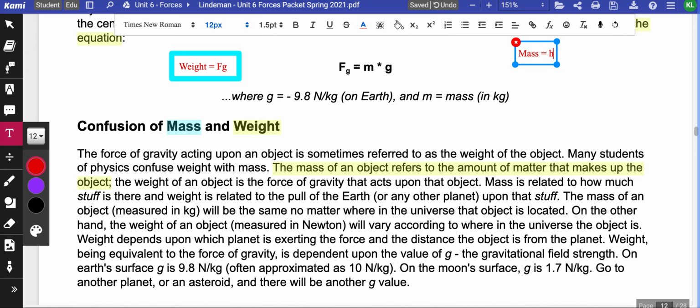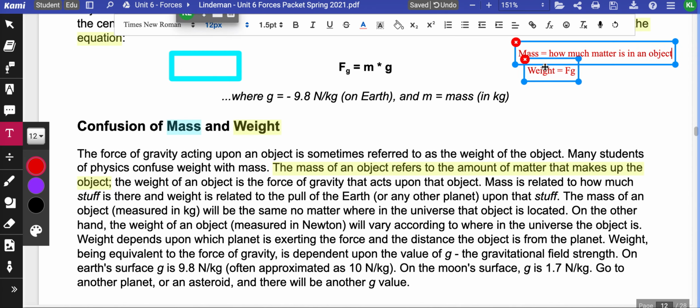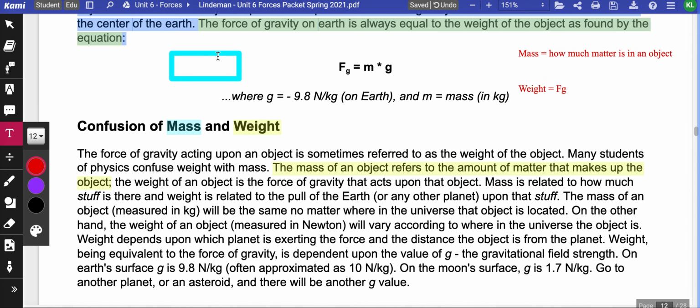Mass equals how much matter is in an object. And then weight is just equal to Fg.